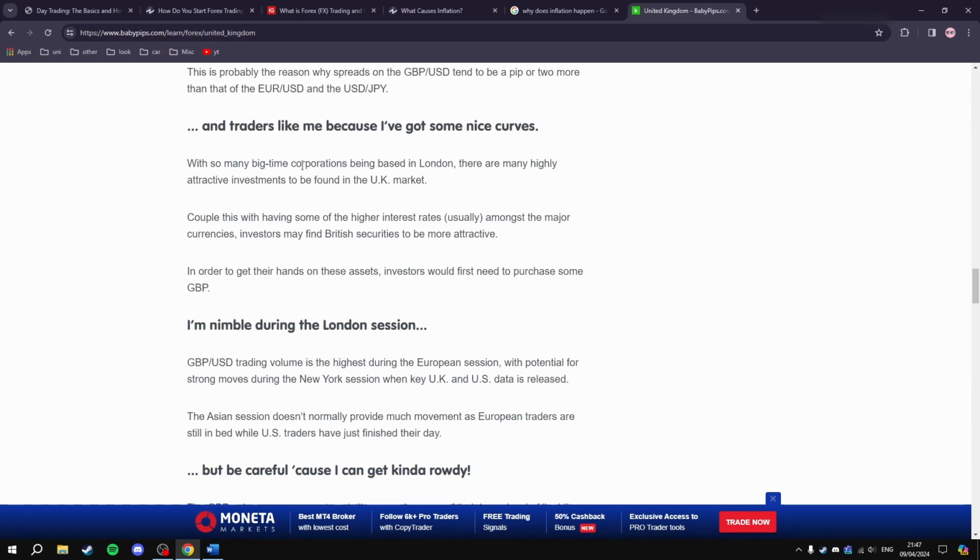With so many big-time corporations being based in London, there are many highly attractive investments to be found in the UK market. Couple this with some of the higher interest rates usually amongst the major currencies, and investors may find British securities to be more attractive. In order to get their hands on these assets, investors would first need to purchase some GBP.